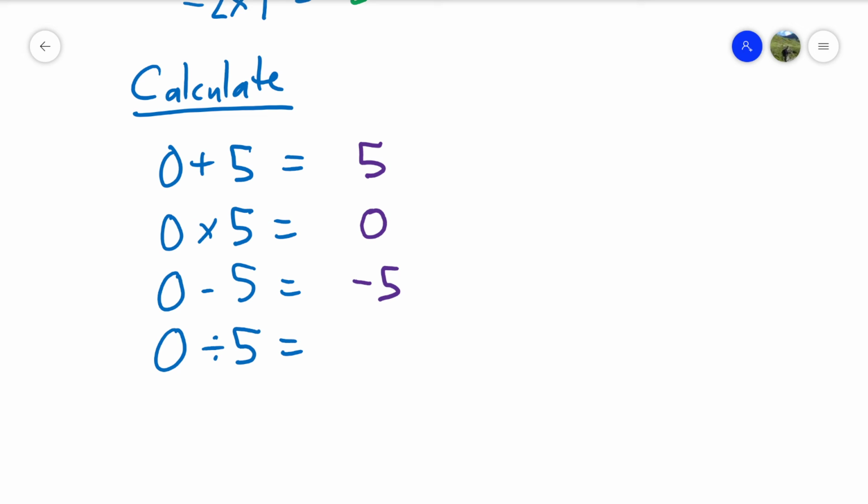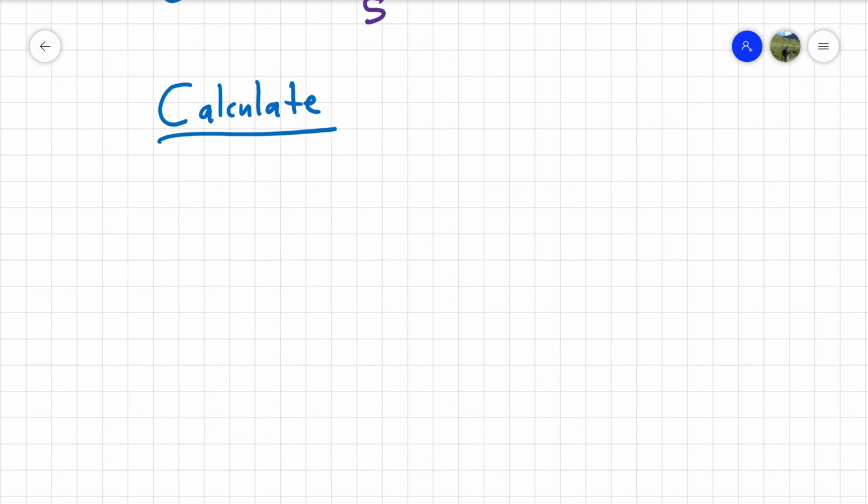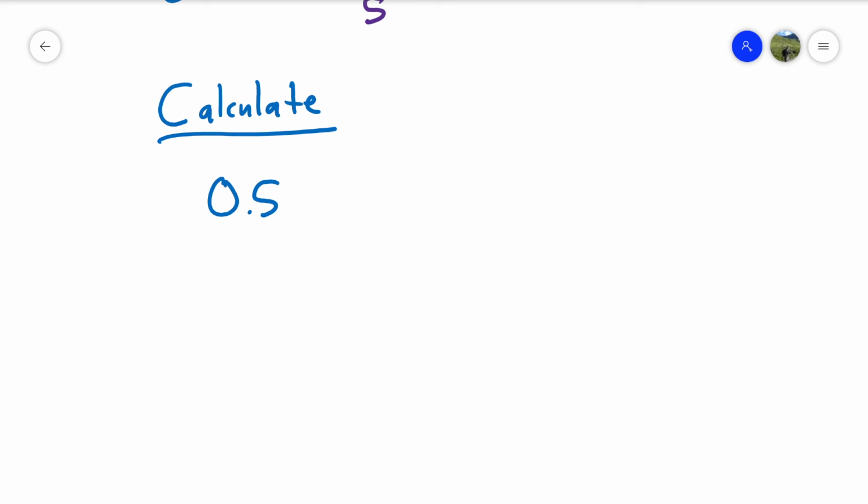But you can think about it other ways as well. This one, I prefer to turn it into a fraction. I'll then say, oh, well, that's just 0. Remember, a way to talk about that is to say, what is nothing shared between 5 people? Well, everyone gets nothing. Calculate 0.5.